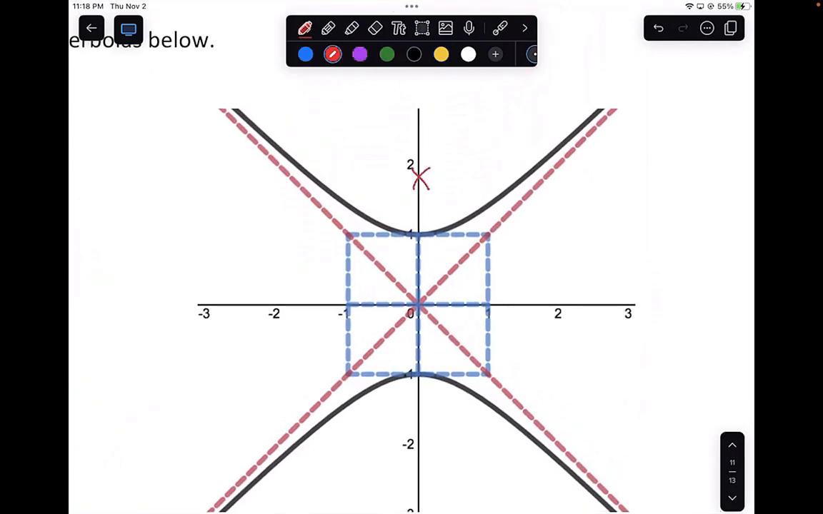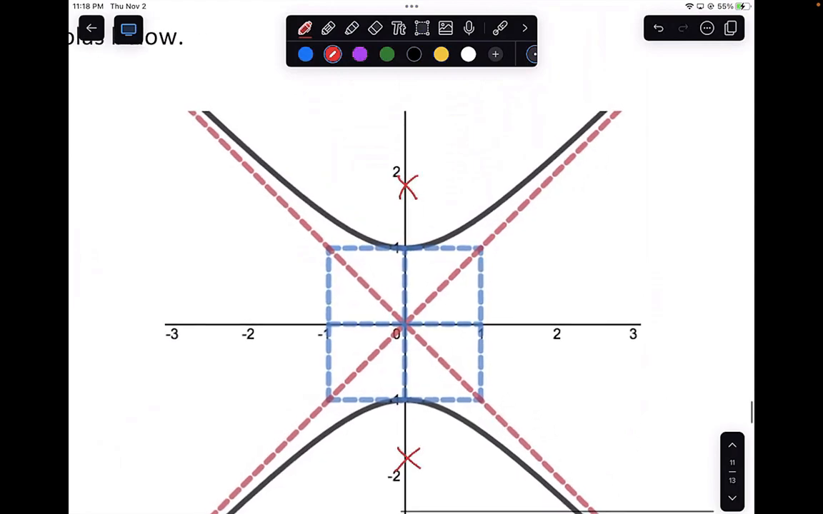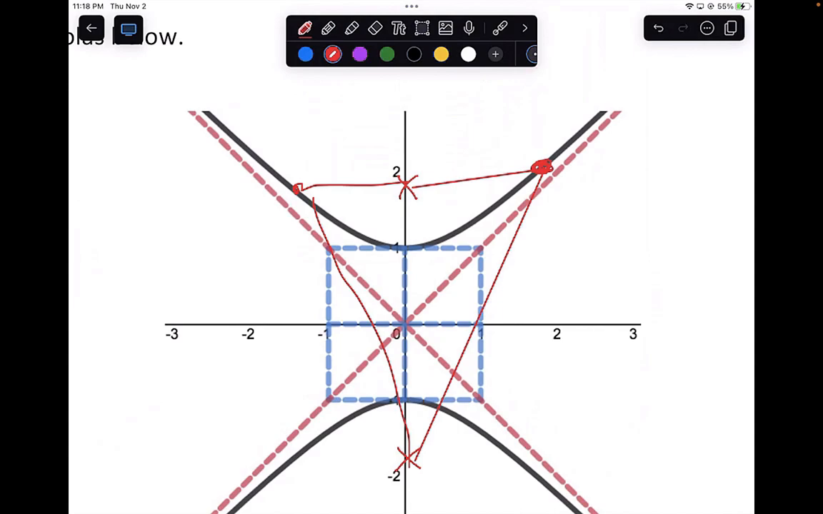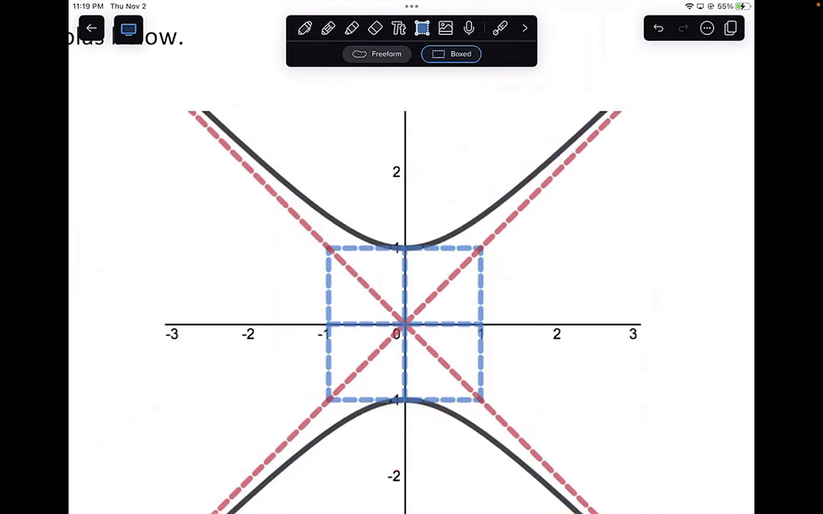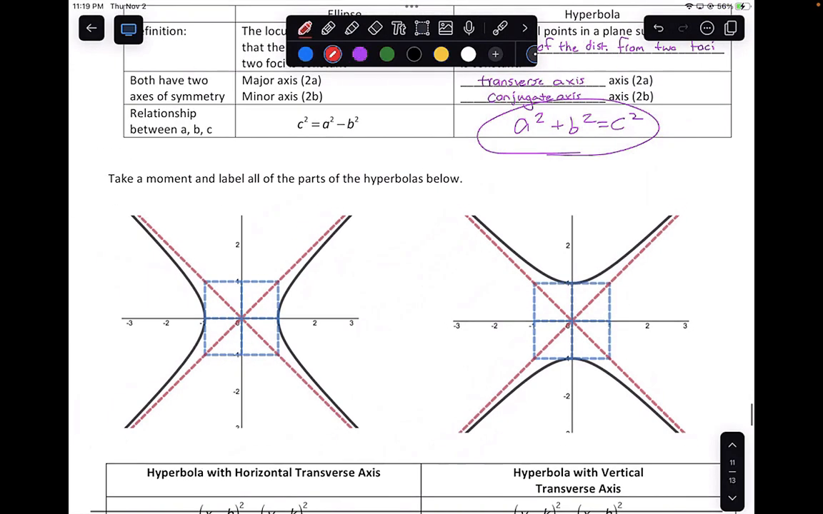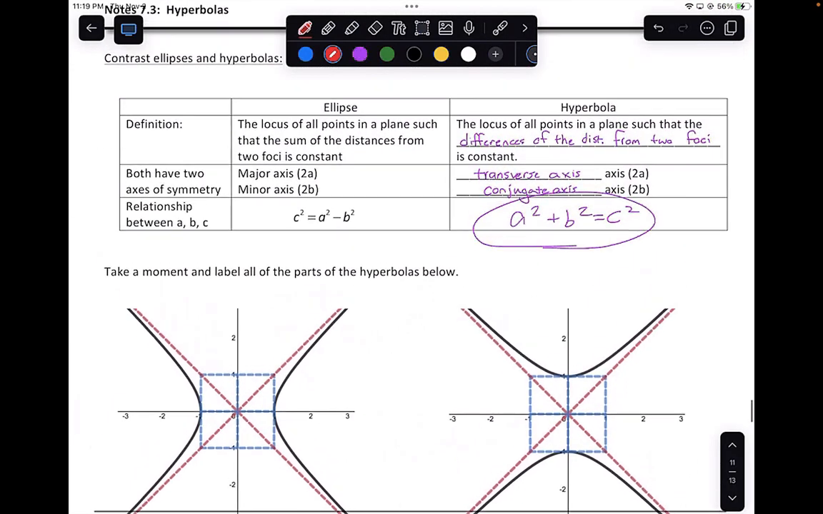technically, if you have two foci, roughly right there and there, and you connect them to a random point on your hyperbola, and you find those distances and subtract them, and then you do that for another point, those differences should always be the same distance. That's the technical definition of a hyperbola. You won't necessarily need to know that. You're just going to need to know how to graph them.